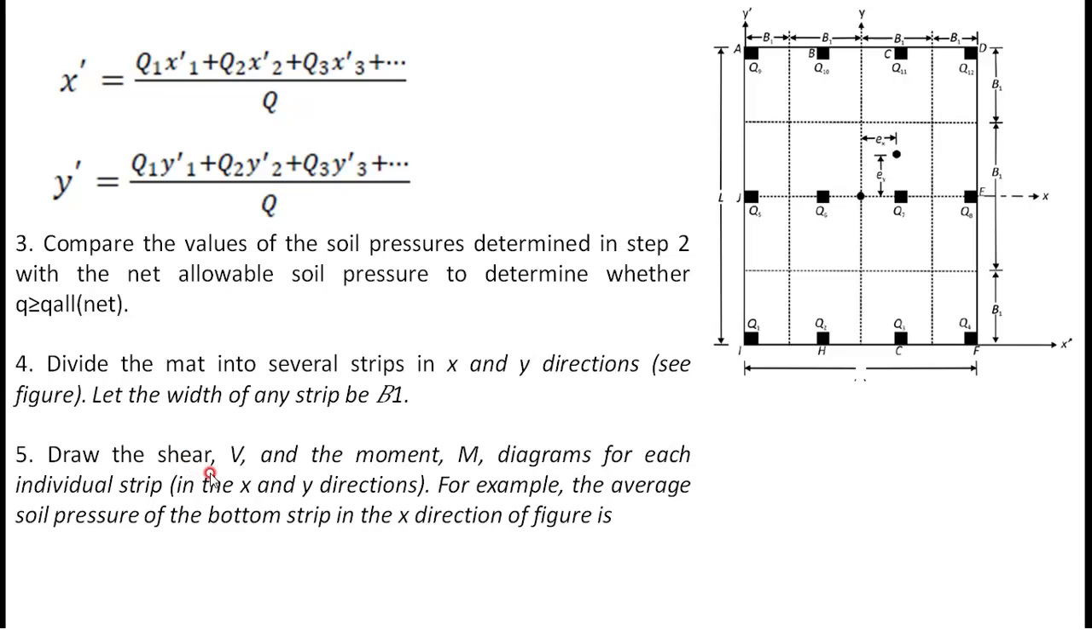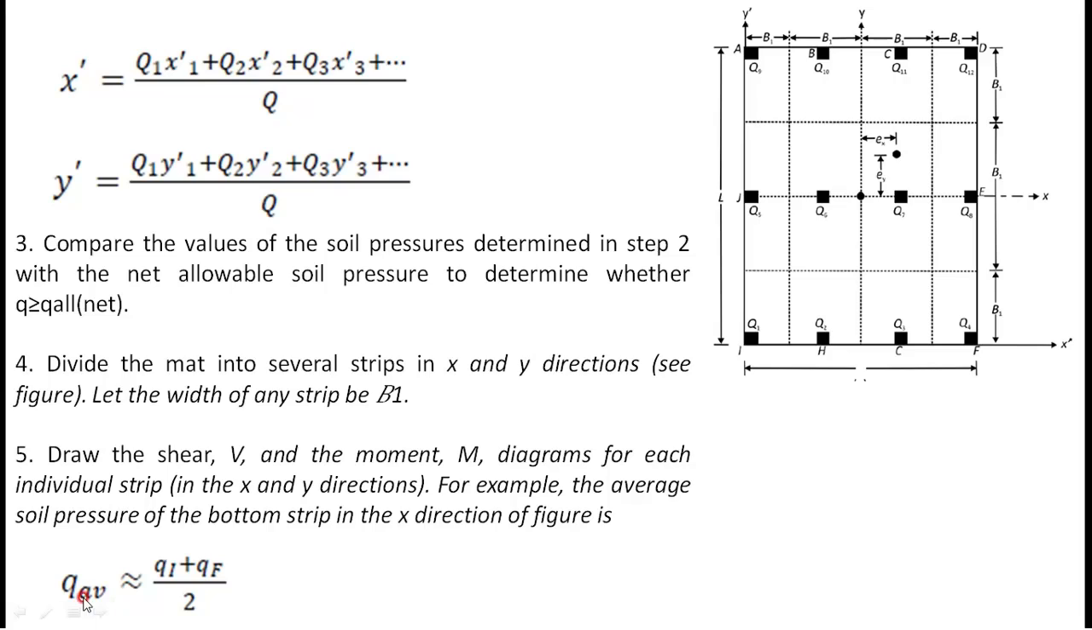Draw the shear force V and bending moment M diagrams for each individual strip in the x and y directions. For example, the average soil pressure of the bottom strip in the x direction. In the figure, we will consider this. The Q you calculated in the previous slide is the upward soil pressure for the entire area. But when you divide the total slab into a number of strips, the upward soil pressure will be something different.